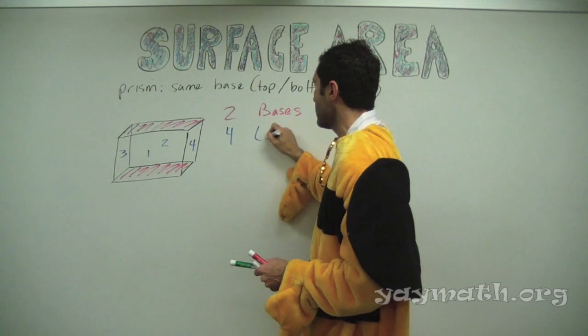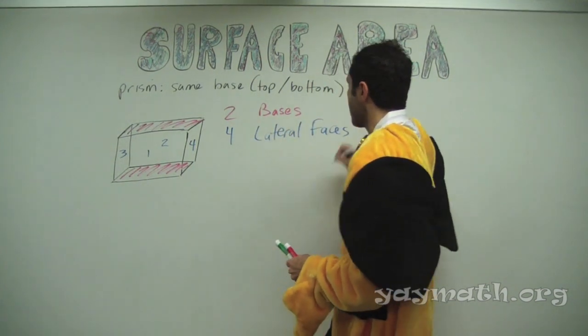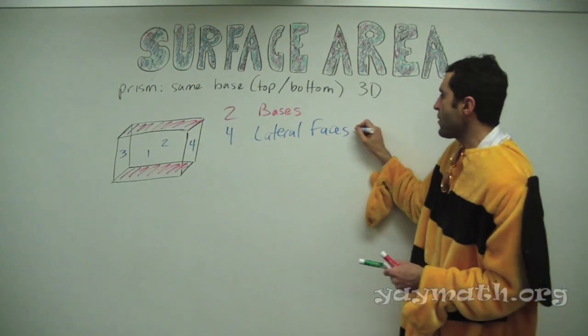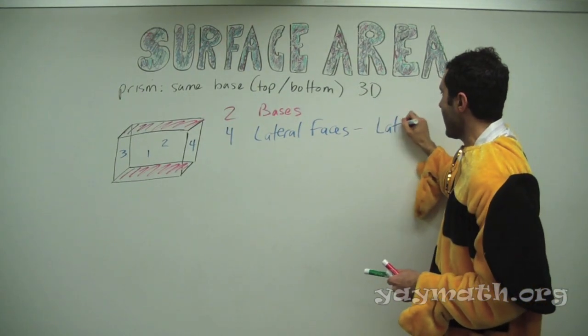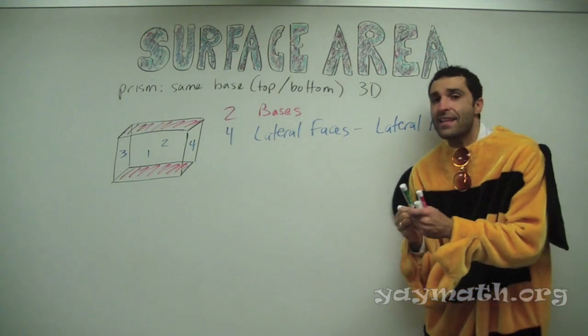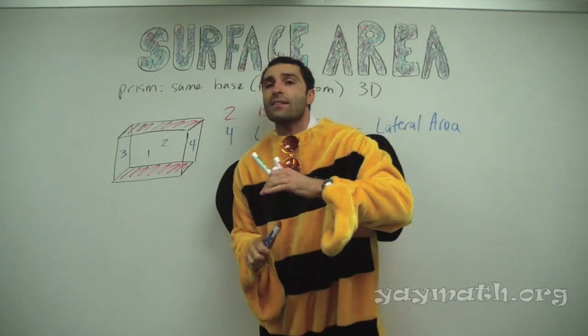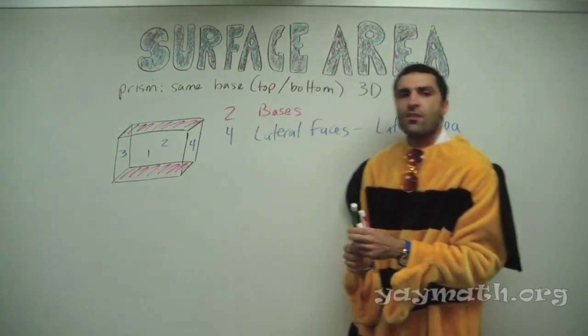4 lateral faces. So this is the first vocab term. This is called the lateral area. Let's get that first. Lateral area is the area of all 4 of the side faces, not counting the bases. You can make a song out of that.